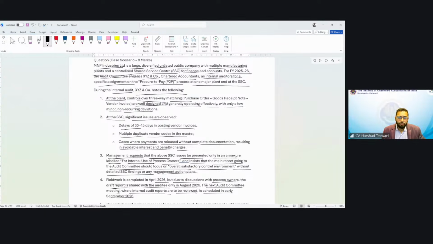Anyone else? What is required to be included? The key elements other than that. And if you would like to add something more. And finally, nature, UDIN. Okay, UDIN. FRN number. Anything else?